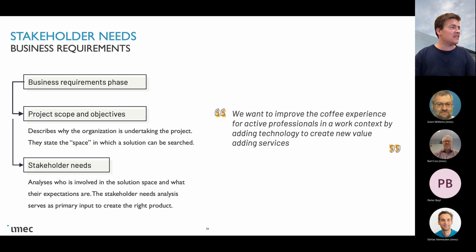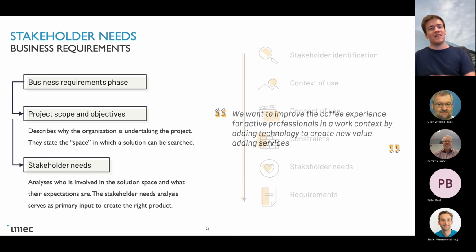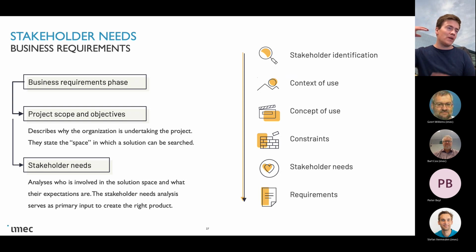Now, if you look at what the stakeholder needs, and actually Geert mentioned all of them already, it looks like this. So we already identified, let's say, major stakeholder groups. Now we're trying to dive deeper in identifying these stakeholders. We can then come up with, say, a context of view: where will that coffee machine be used? And of course, a concept of use, like how will it be used?